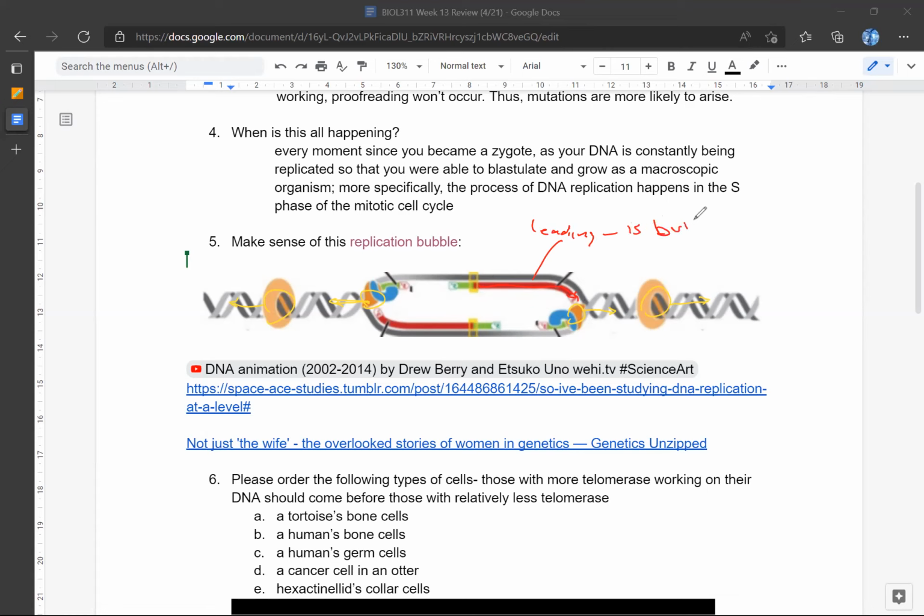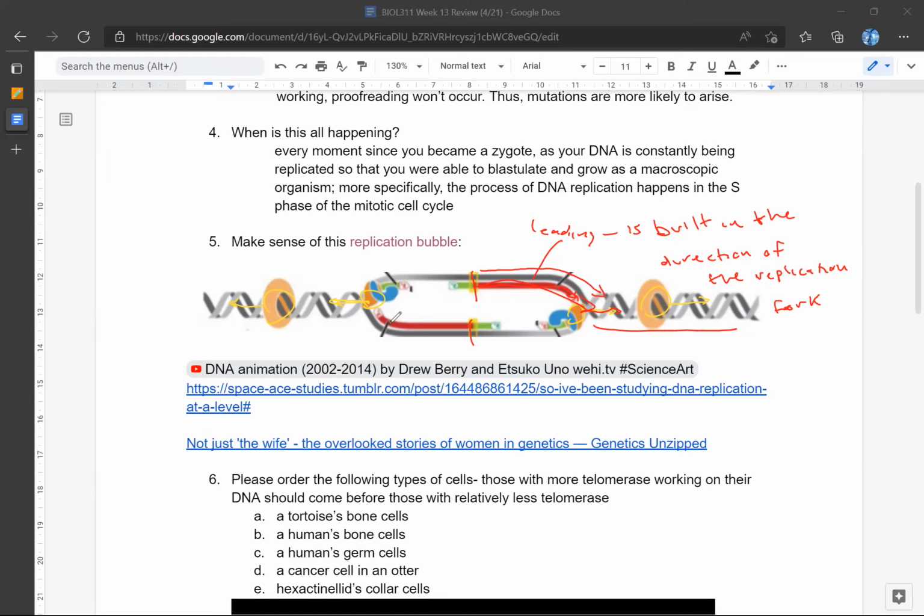is built in the direction, sorry for my handwriting, it goes in the direction of the replication fork. This is the fork right here, and then gyrase is actively moving the fork along your DNA. So the leading strand is always built in the direction of the fork, because we start at the origin and it is being built toward the replication fork that will continue to move that way.